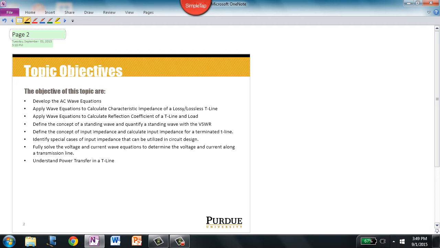The first is that we'll develop a set of equations that describe the propagation of electromagnetic energy in terms of voltages and currents along a transmission line, and these are called the AC wave equations. We will then use the AC wave equations to develop some parameters that characterize a transmission line, and the first is going to be a characteristic of a transmission line called the characteristic impedance of a transmission line.